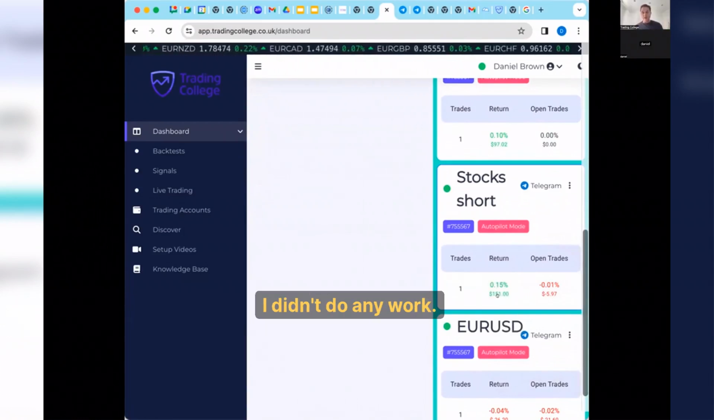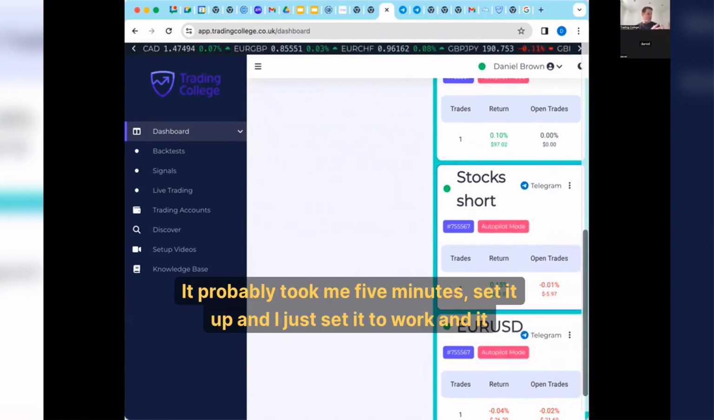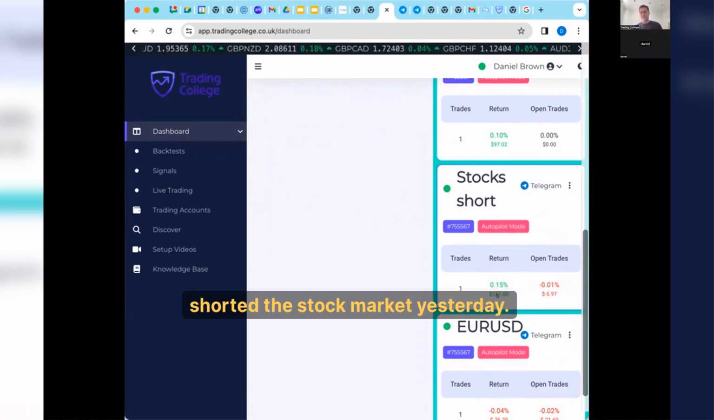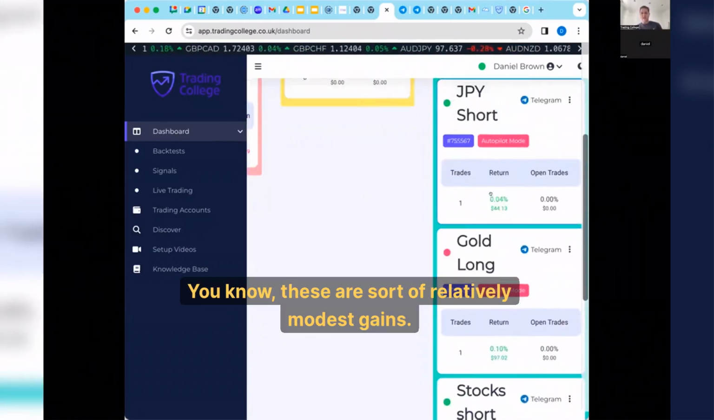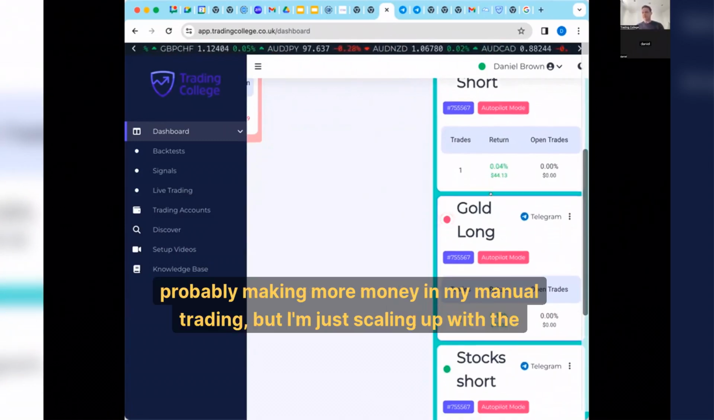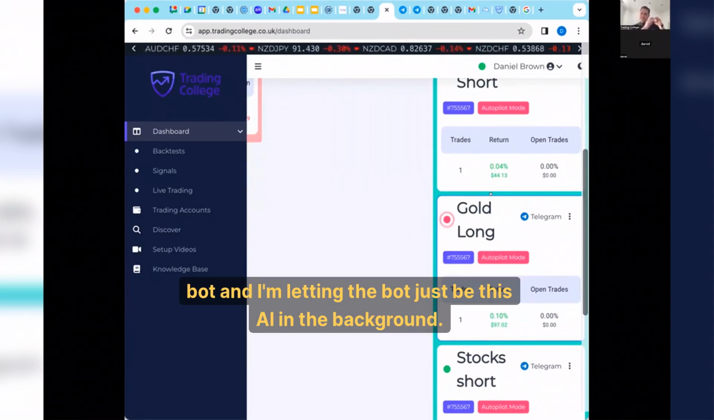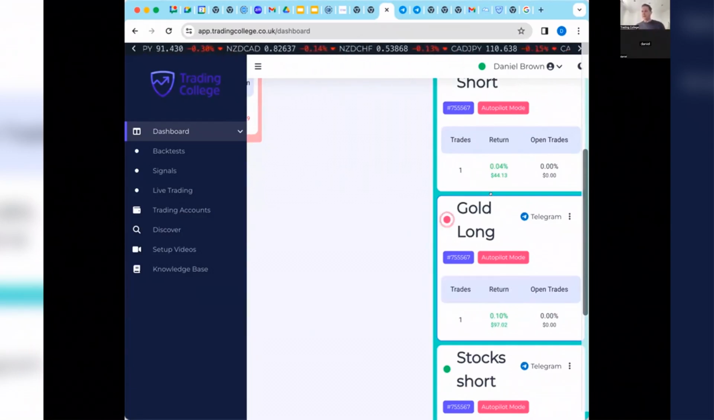I didn't do any work. I literally just set the bot up. It probably took me 5 minutes, set it up, and I just set it to work, and it shorted the stock market yesterday. These are relatively modest gains. I'm probably making more money in my manual trading, but I'm just scaling up with the bot, and I'm letting the bot just be this AI in the background.